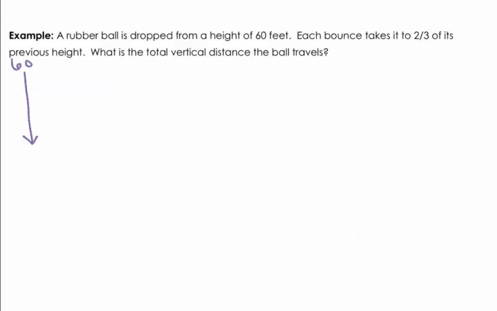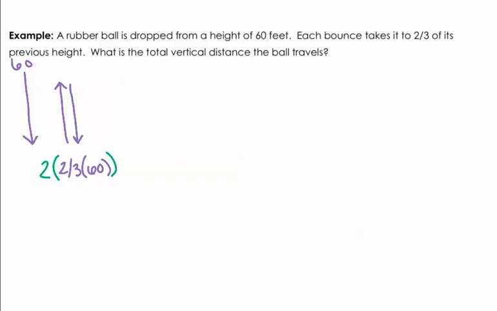Then it's going to bounce up 2/3 of that 60 feet. Well, what happens to that ball? Is it going to drop down only 2/3? Well, no, it's going to have to drop down that exact same amount because whatever goes up has to come back down. So we really have that 2/3 of 60 two times.